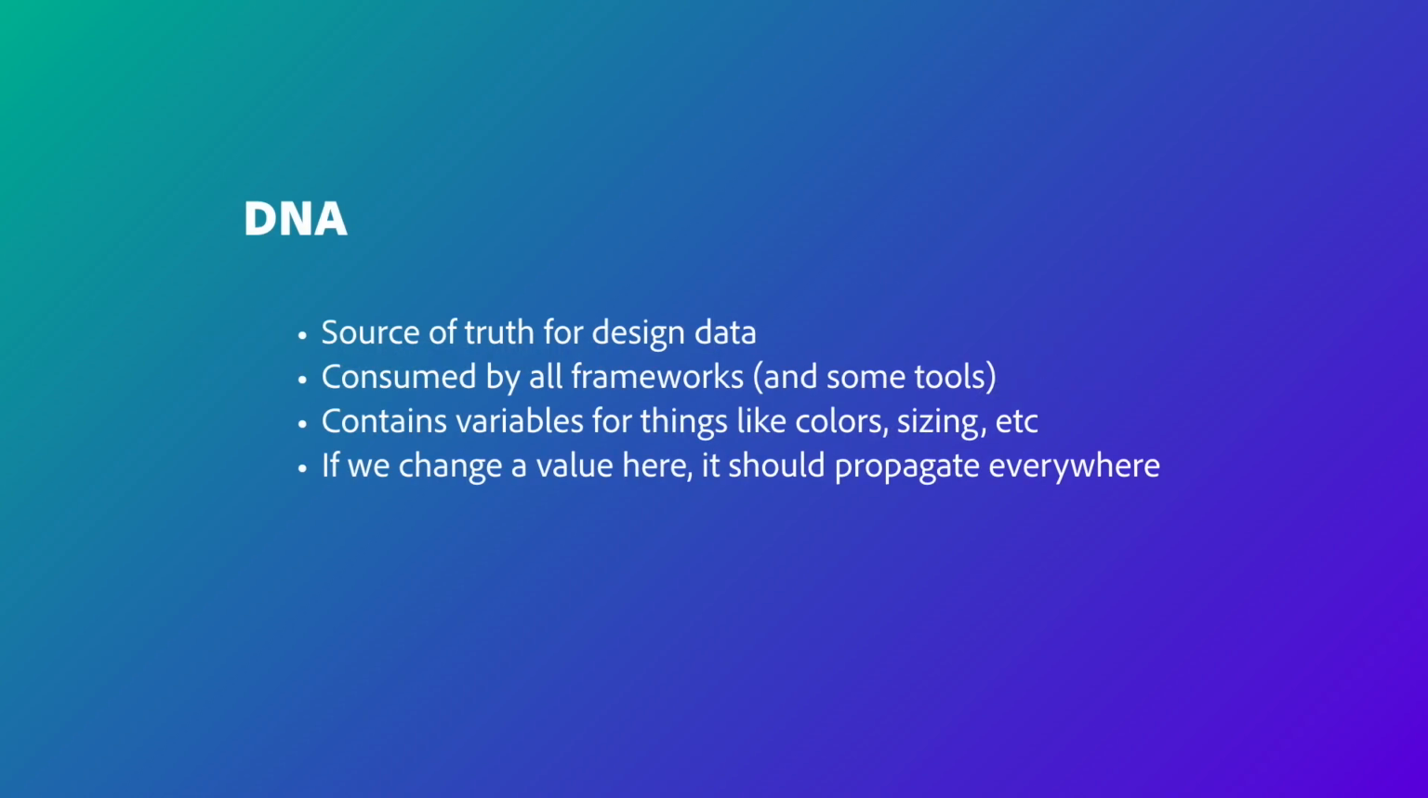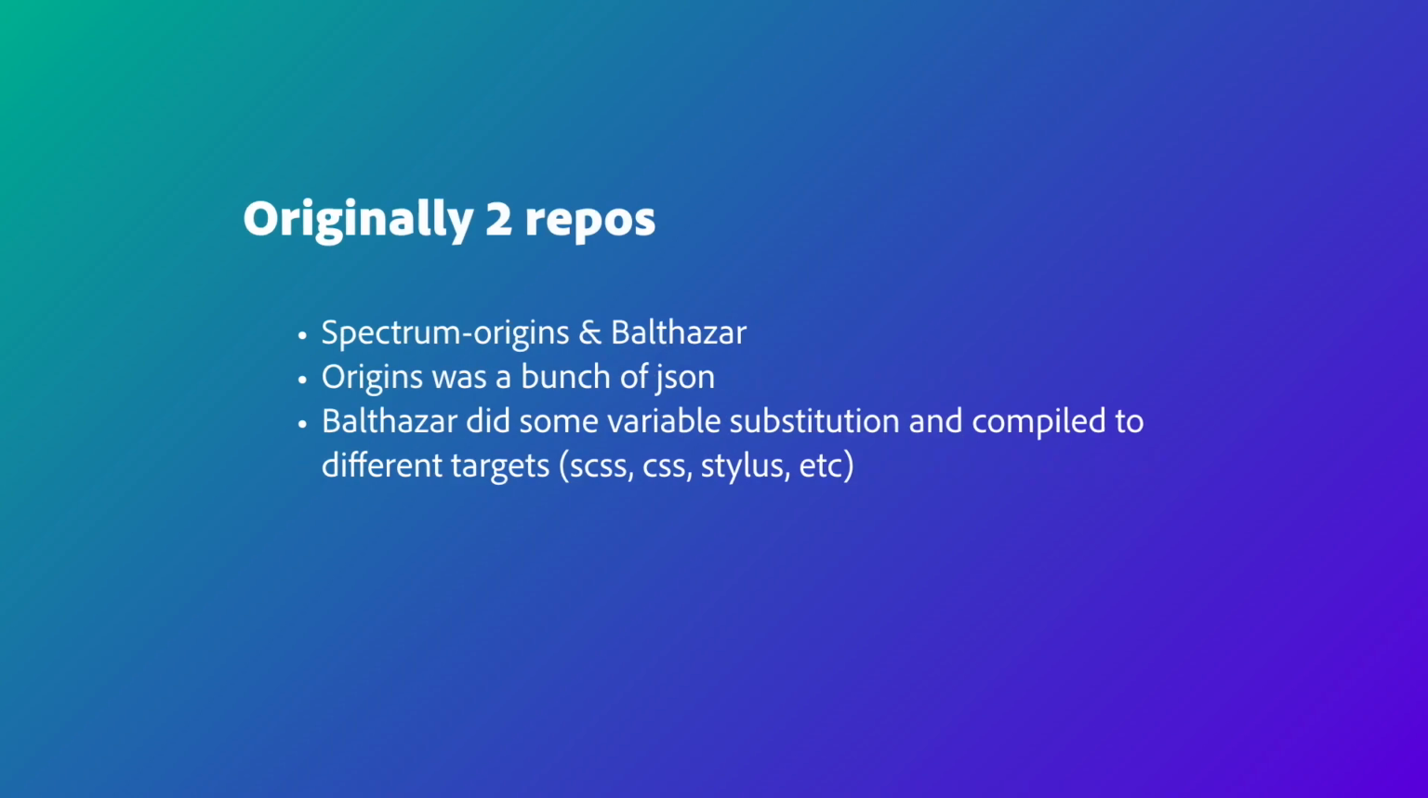DNA is super, super important. It's our source of truth for design data, and it's consumed by all frameworks and all tools. It contains variables for things like colors and sizing, and the important thing here, if we change a value, it should propagate everywhere, which means if things are using it correctly, everyone stays up to date, and we shouldn't break things because it'll break everything, but that's separate. And it's just basically a bunch of JSON, or it was at least.